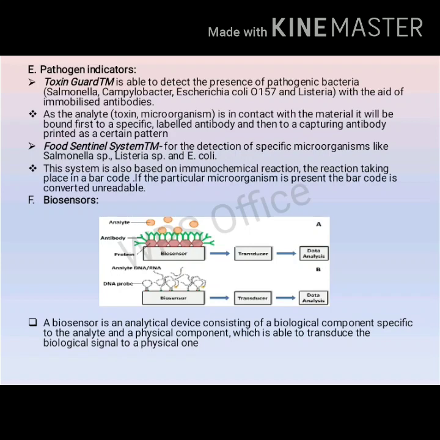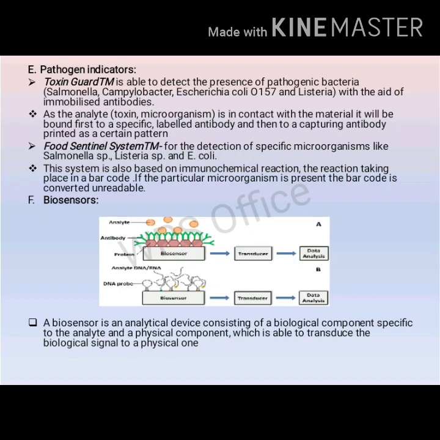Another system, which is known as Food Sentinel System (TM), is for the detection of specific microorganisms like Salmonella species, Listeria species, and E. coli. This system is also based on immunochemical reaction, the reaction taking place in a barcode. If the particular microorganism is present, the barcode is converted to unreadable.